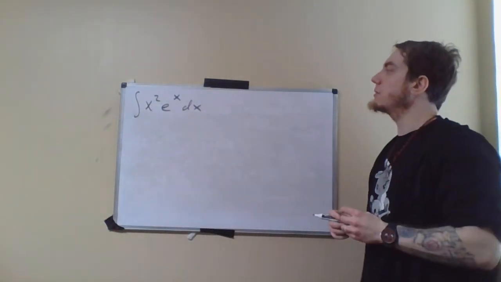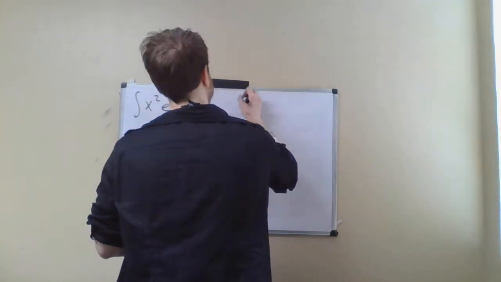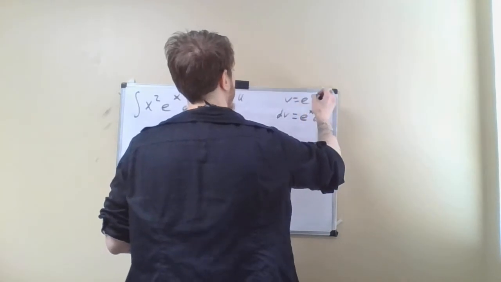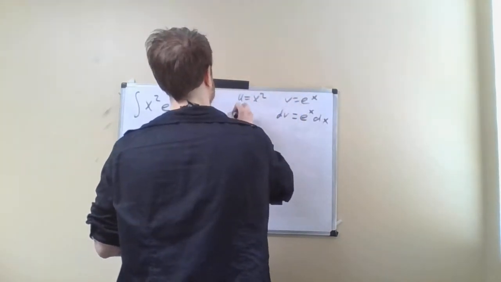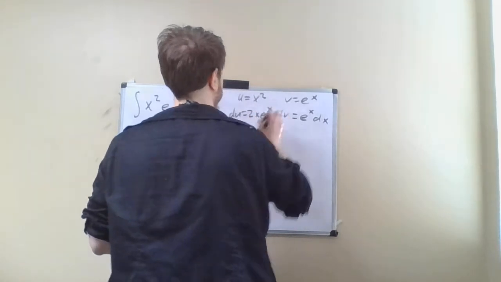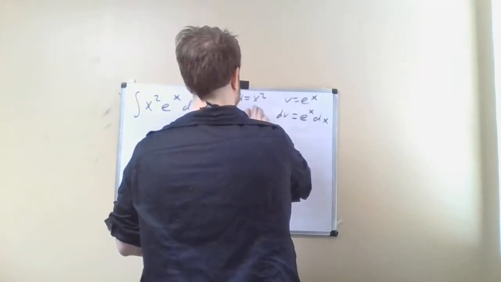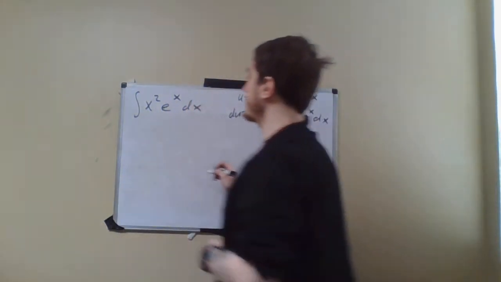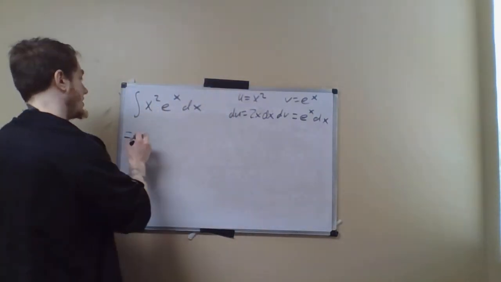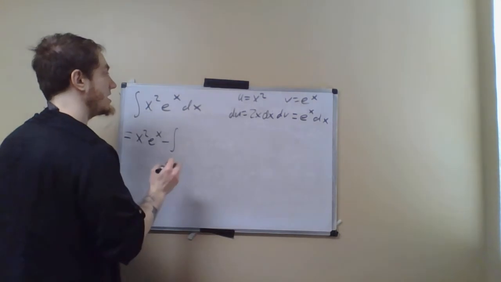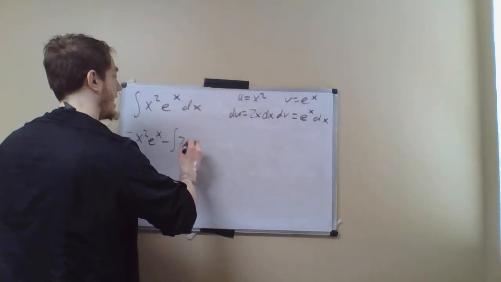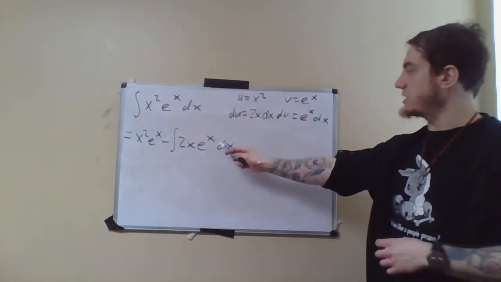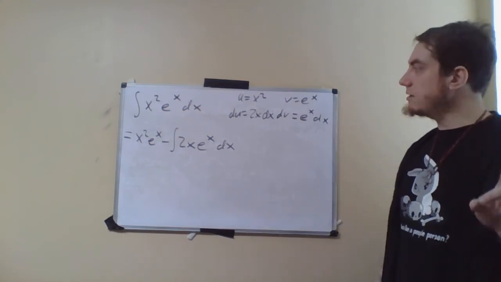Well, when I pick my u and my dv, dv is going to be e to the x dx. That makes v equal e to the x. u is going to be x squared, which makes du 2x dx. That makes my formula with parts into x squared e to the x minus the integral of 2x e to the x dx. Now, you might think, well, that's no good because we still don't know how to do this antiderivative here. But here's the thing.